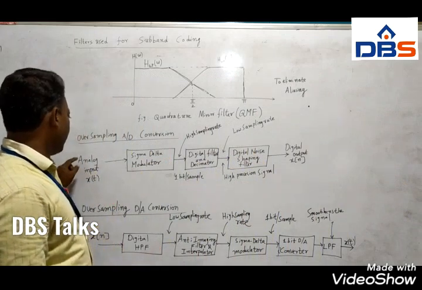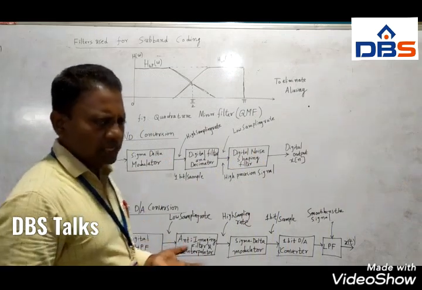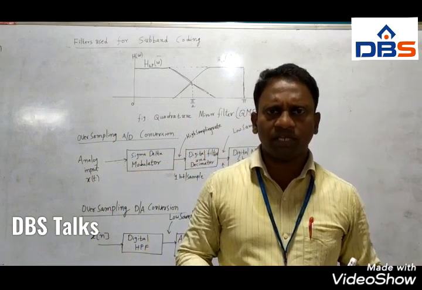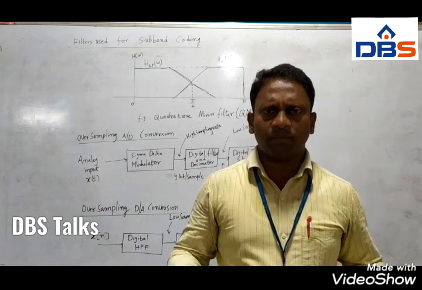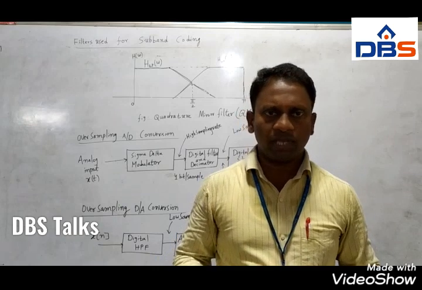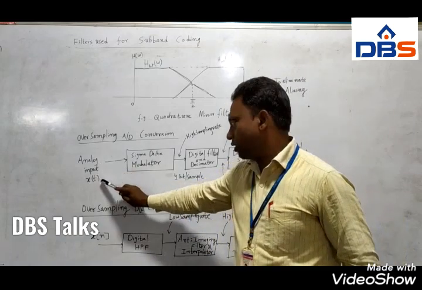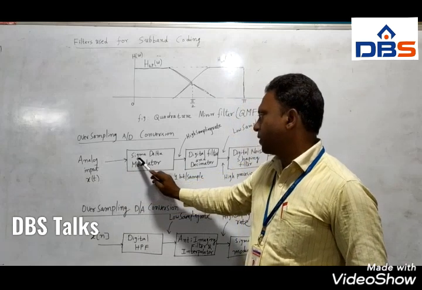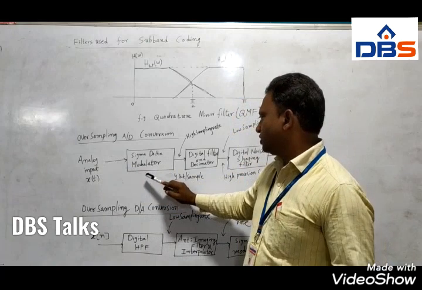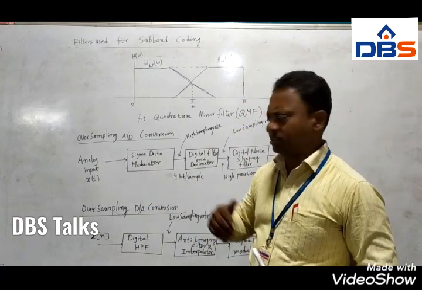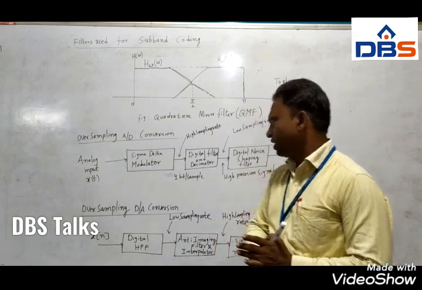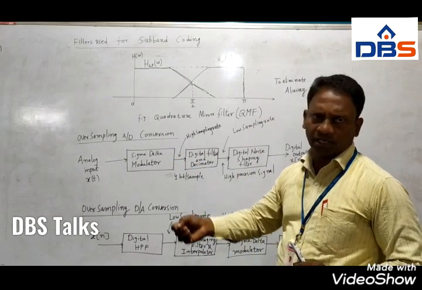First, if you want to convert, what is an A to D converter? An A to D converter is a device or circuit, normally a circuit, which converts an analog signal to a digital signal. Now the analog signal is X of t. This X of t is applied to the sigma delta modulator, in which we have a sampler, and after sampling we have a quantization.